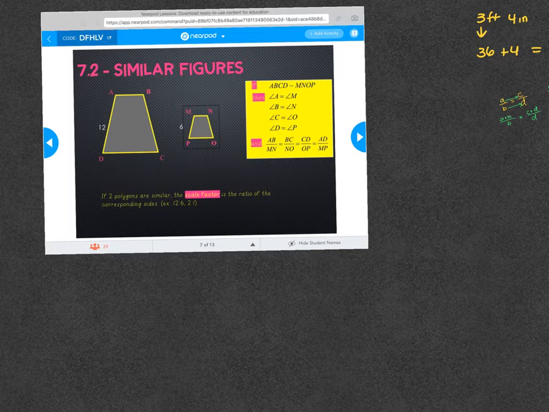Then we talked about scale factor, right? So scale factor is the measure of one side that corresponds to the other side as simplified as it gets. So if I ask for the scale factor of the big one to the small one, it would be 12 to 6 or 2 to 1. If I asked for it to be MNOP to ABCD, then it would be 6 to 12 or 1 to 2. We remember scale factor? Yes?